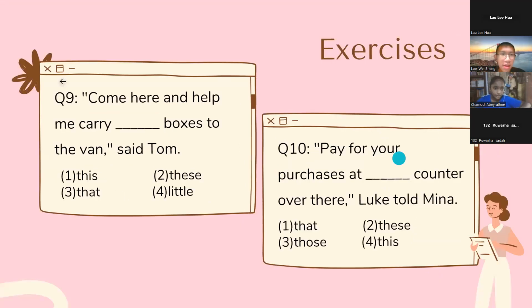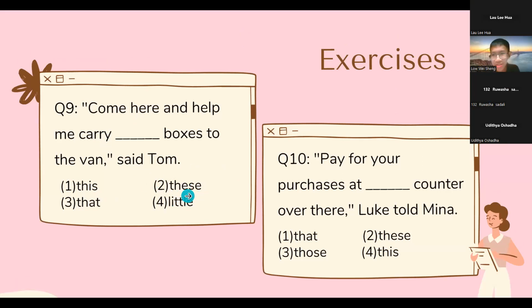Question 9. Come here and help me carry boxes to the van. The answer is these. 1 or 2? Two. This or these? 2. Okay. Anyone says 1 or 3 or 4? No. Okay. No one says 3 or 4. All right. So it's these.